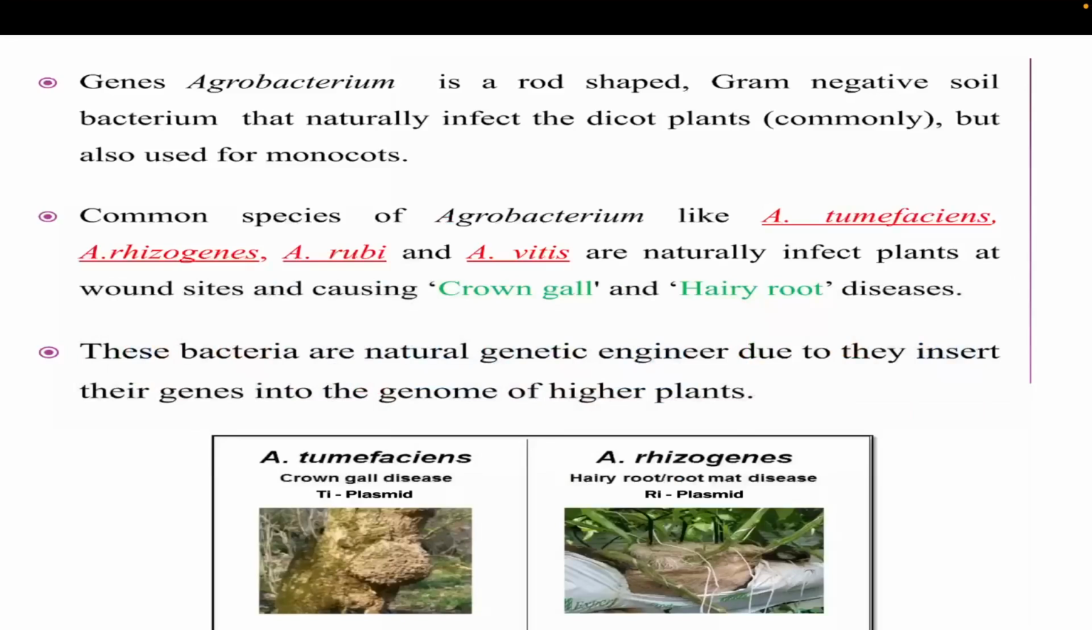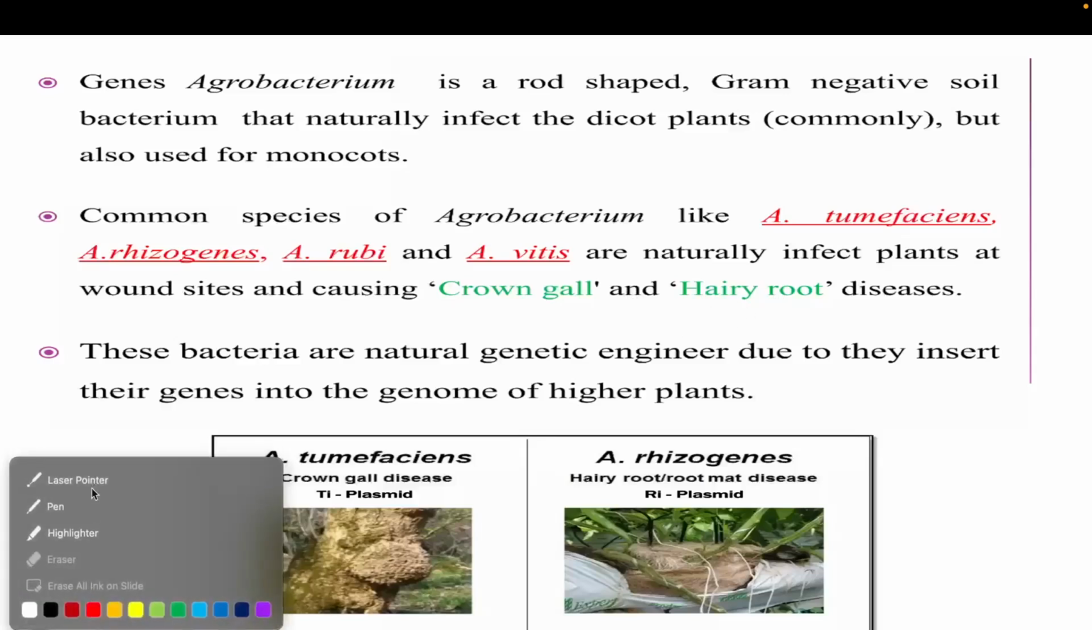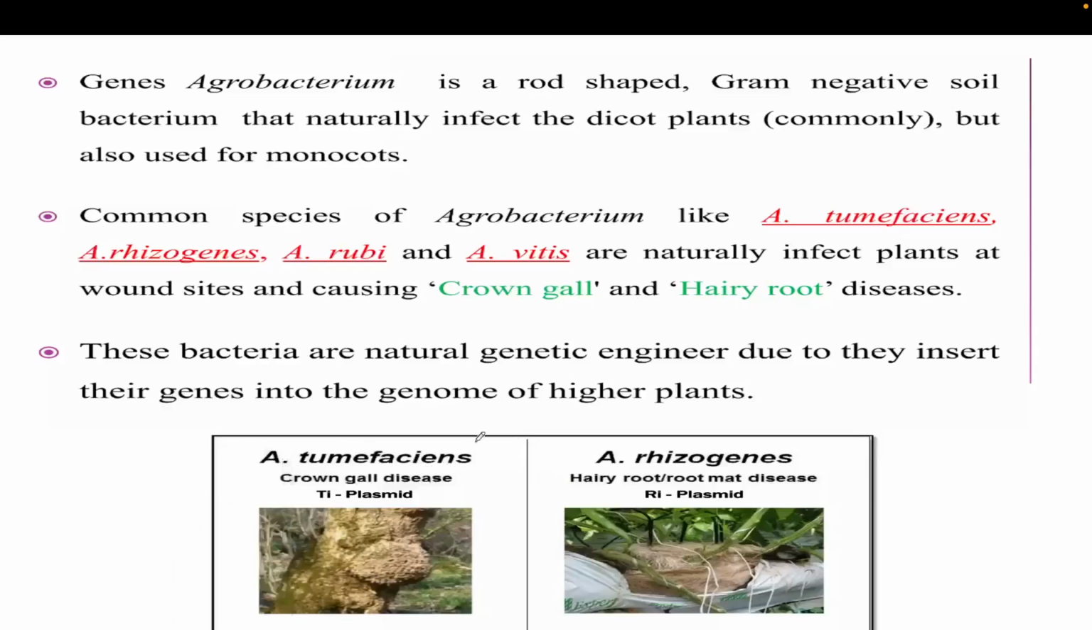There are different strains of Agrobacterium, but the most common strains are Agrobacterium tumefaciens and Agrobacterium rhizogenes, which naturally infect plants at the wound site, causing crown gall as well as hairy root disease. So these are the two most common strains of Agrobacterium species: one is Agrobacterium tumefaciens and another is Agrobacterium rhizogenes.